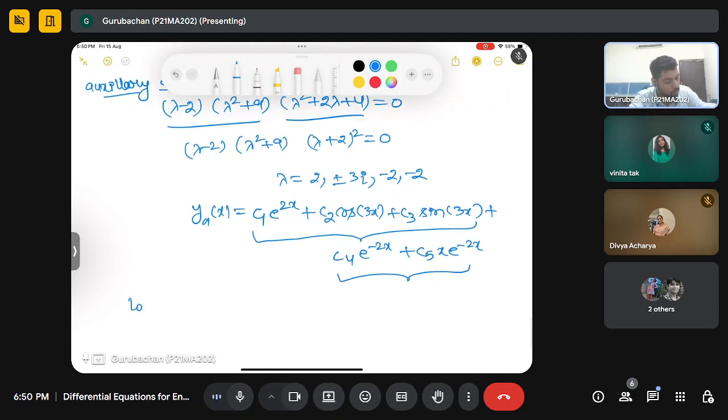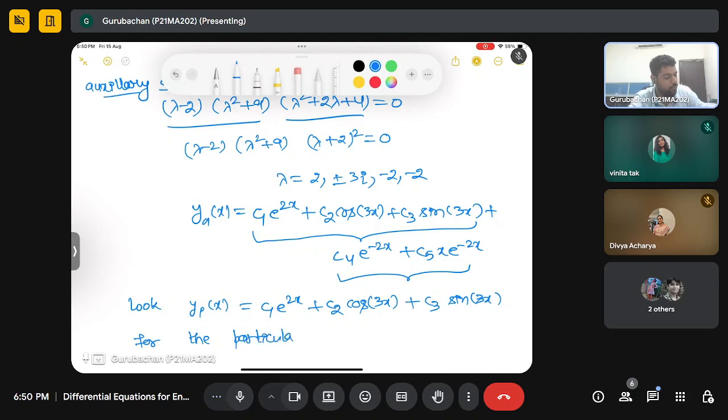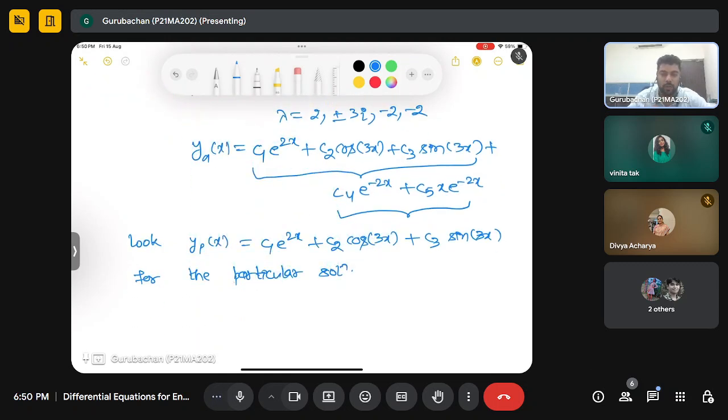So look, yp(x) is equal to C1 e to the power 2x, C2 cos 3x plus C3 sin 3x for the particular solution. So try this one. You have to calculate its first derivative, second derivative, then you have to put it into the given equation. Then we can follow up.